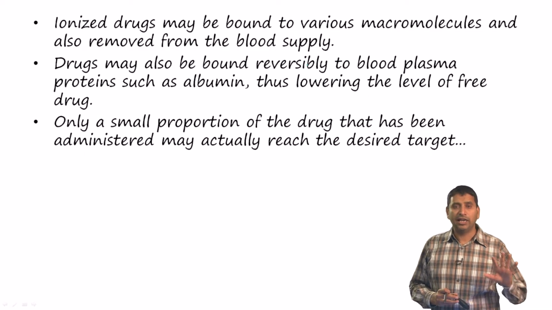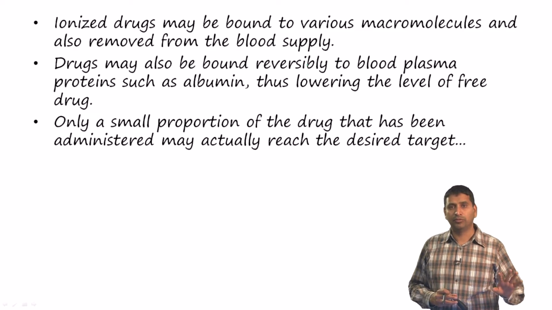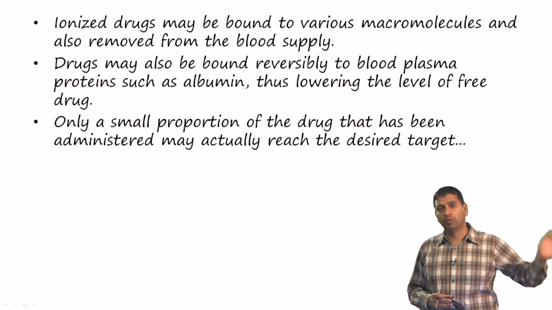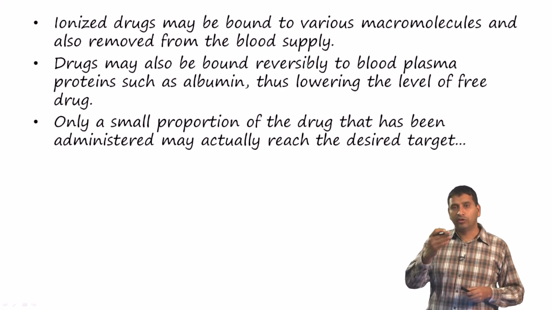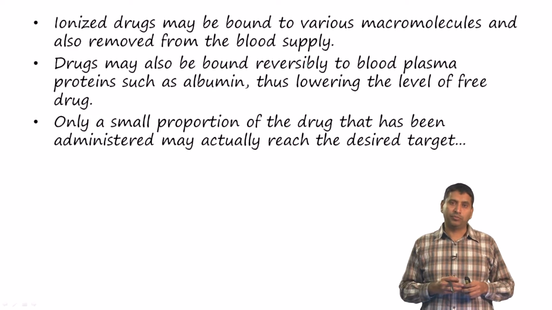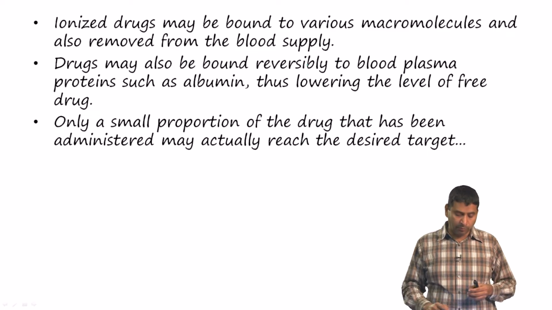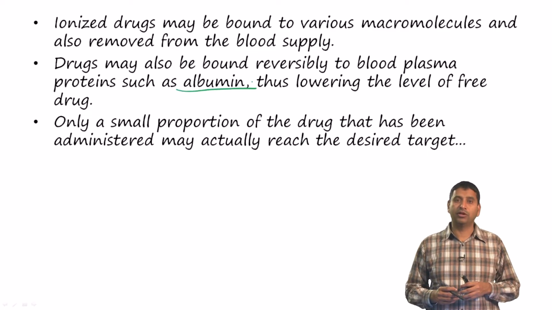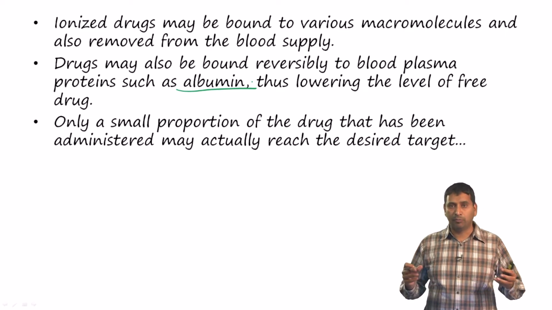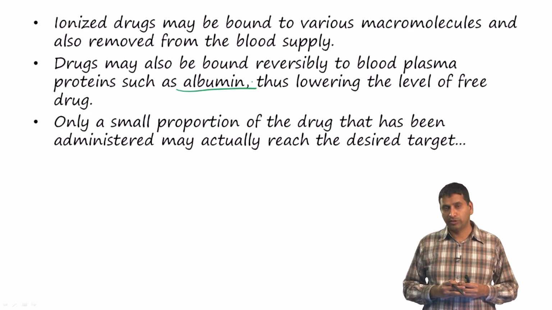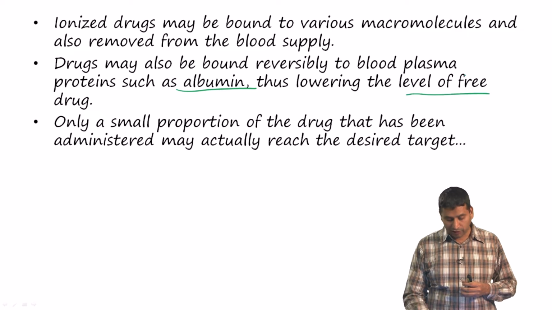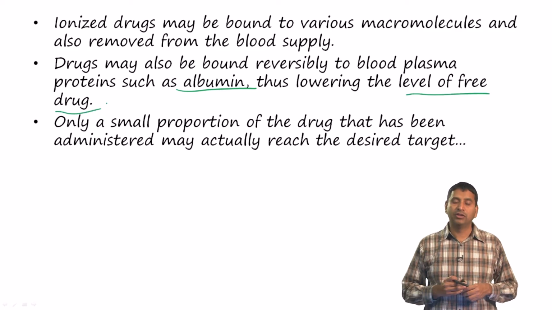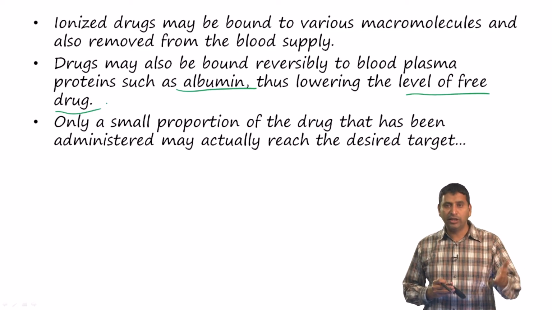Ionized drugs again may have other problems. They may bind to various macromolecules, and also they may be removed from the blood supply, and once removed from the blood supply, they are not very useful. Drugs may also bind reversibly to blood plasma. There is a very important albumin protein called serum albumin, which can bind to a number of drug molecules, and this lowers the level of free drug that is available to interact with the target. So only a small proportion of the drug that has been administered may actually reach the desired target.